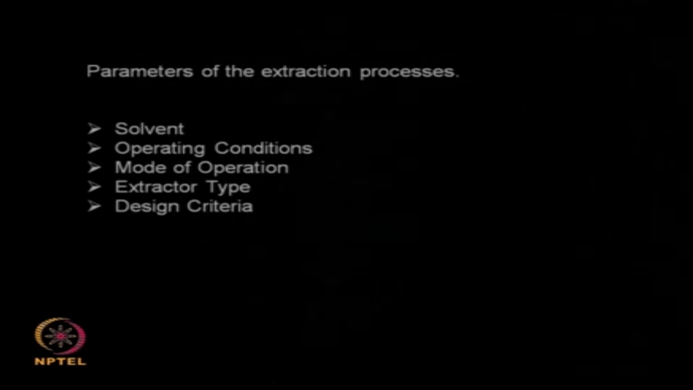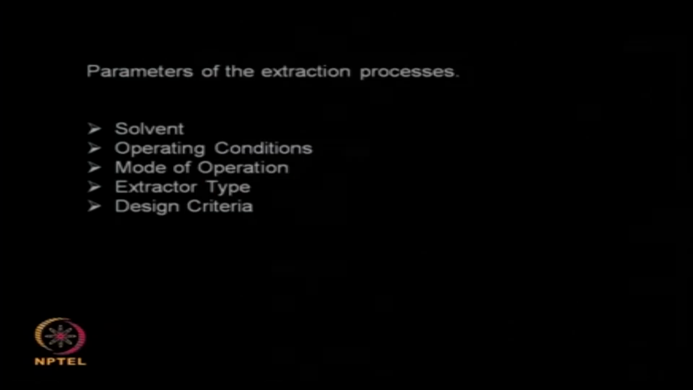If I am using a continuous extraction, what will be the flow rate of the solvent, what will be the flow rate of the feed. If I am using an agitator, what should be the agitation speed, and then if I am going to allow the two layers to separate, how long should I allow them to separate. So all these points have to be considered, and that is called the operating conditions. Mode of operation is the third point. That means should I do it in batch mode or should I do it in continuous mode.